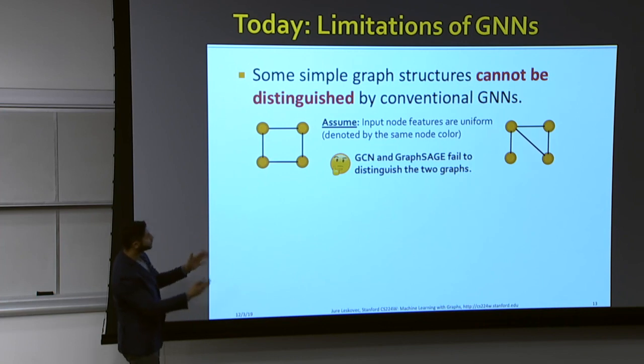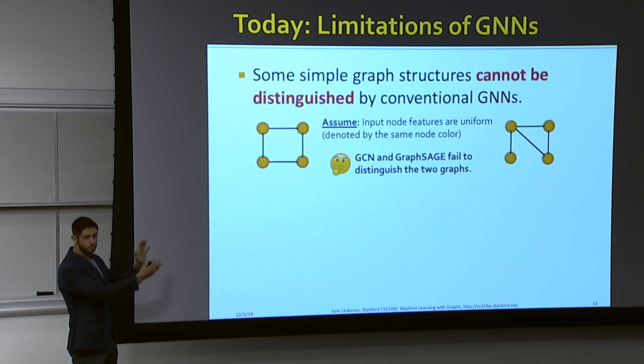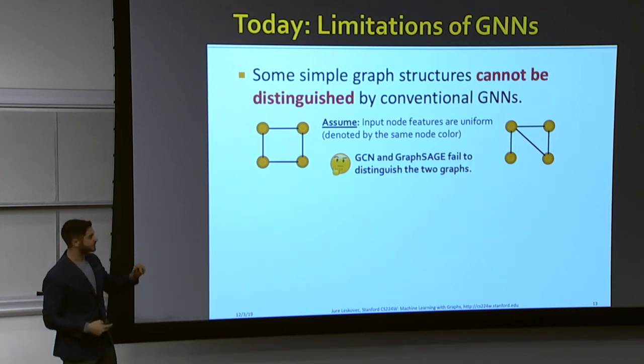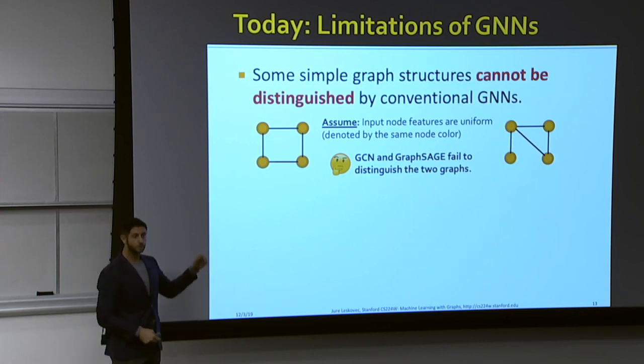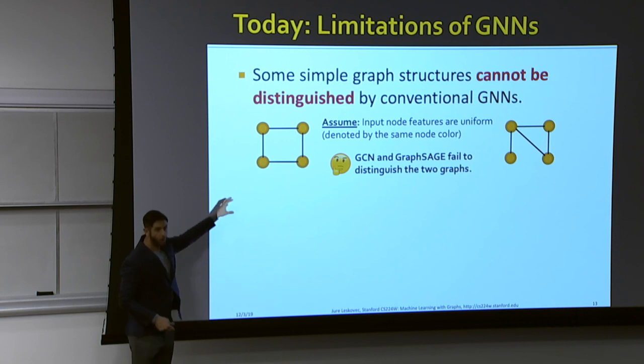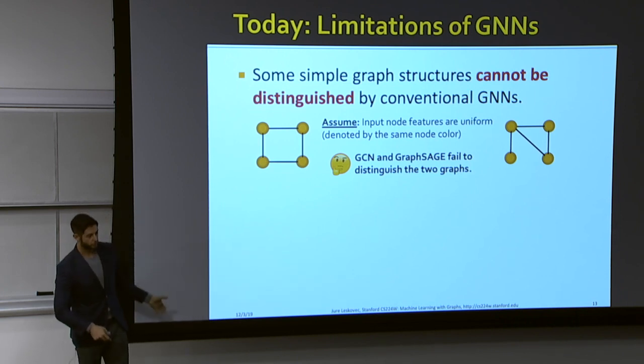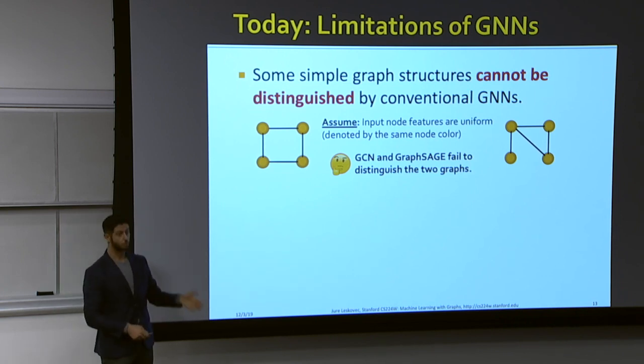Then, can a GNN distinguish between these two small graphs? The answer is, at least for GCN and GraphSAGE, they will fail to distinguish the two of them, okay? And we're going to see why this can be a problem, especially for downstream tasks, let's say when we try to do graph classification.